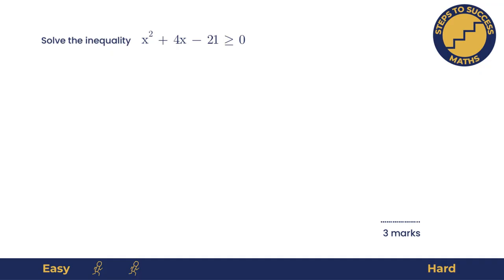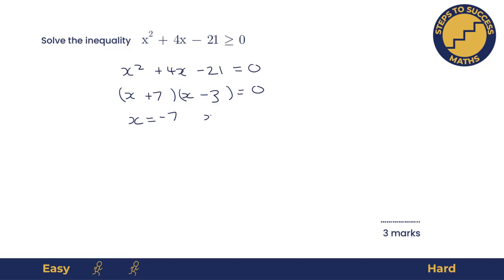Let's look at this one. Solve the inequality. x squared plus 4x minus 21 is greater than or equal to 0. So first of all, solve this quadratic as if it were equal to 0. We're going to do that using two brackets, x at the start of each one. We want negative 21 at the end and positive 4 in the middle. So one negative number and one positive number. And we're going to have plus 7 and take away 3. And that's equal to 0. So our two solutions are x is negative 7 and x is 3.